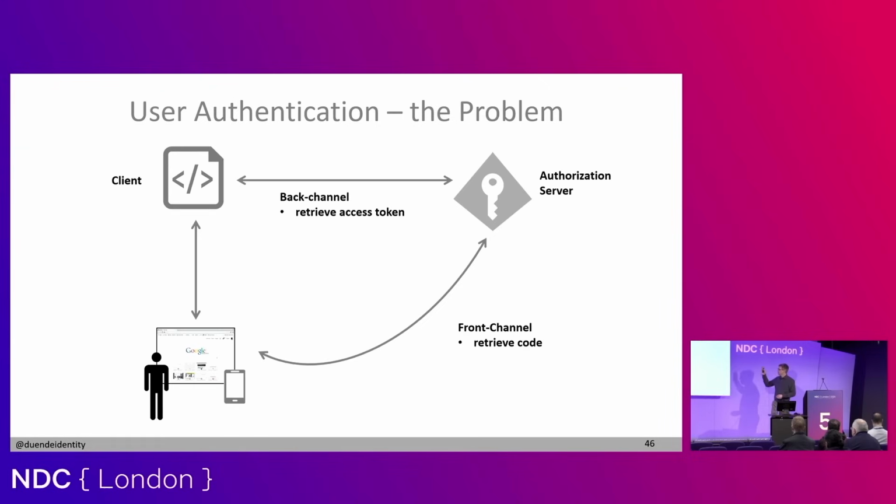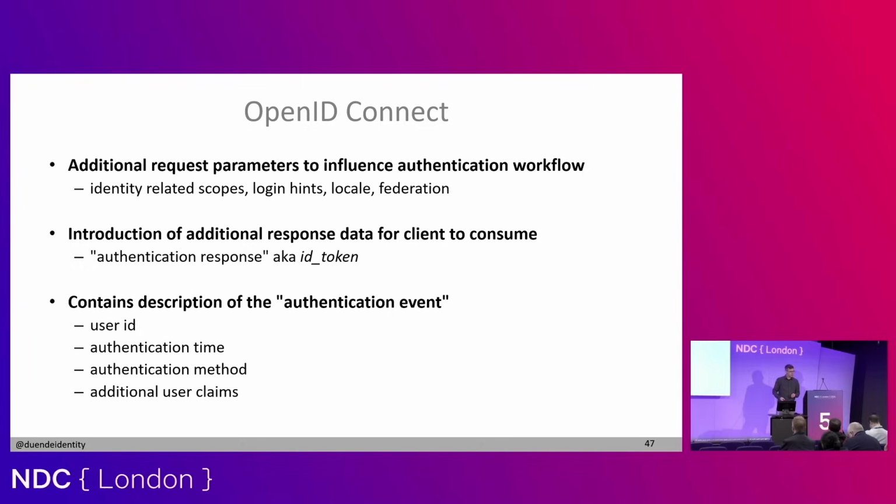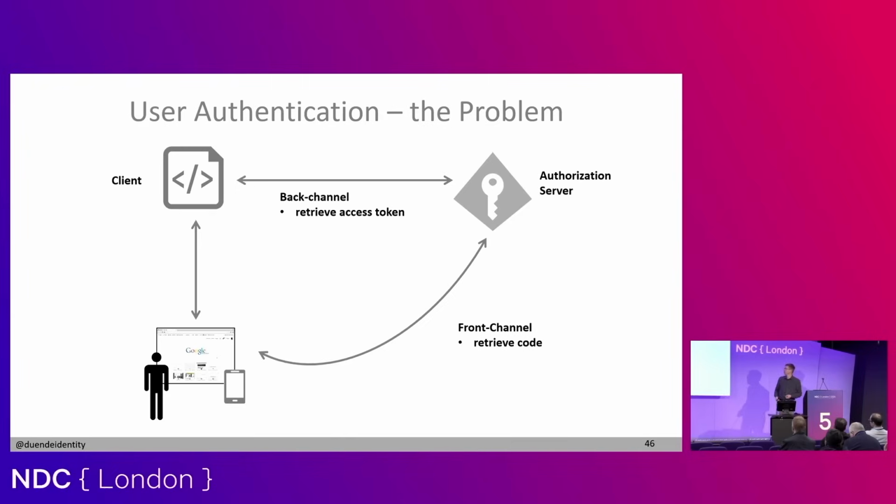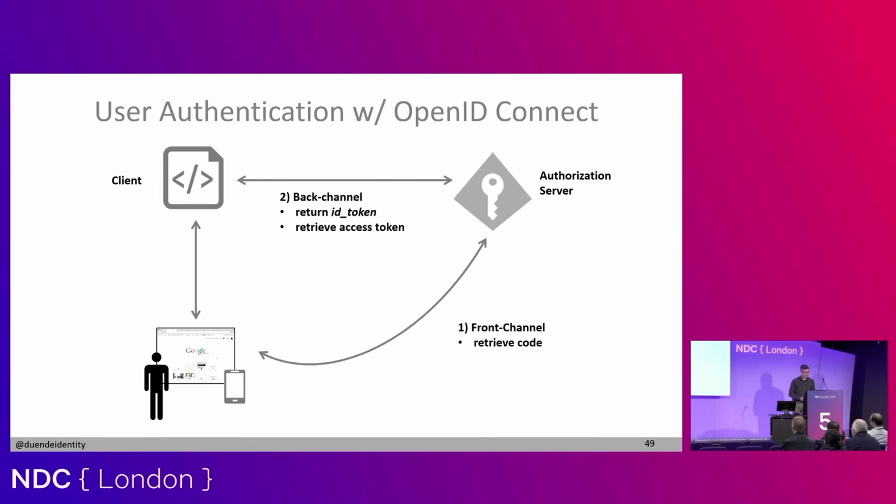So we do all of this. And now in OpenID Connect, on the back channel, when we retrieve the access token, we will also get an ID token or authentication response. I thought I had a good slide on that. Yeah, here it is. So in addition to the access token, we now get an ID token that is meant to be consumed by the client. So what is an ID token?